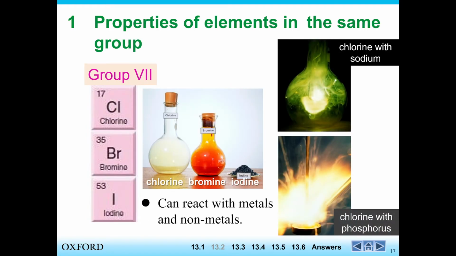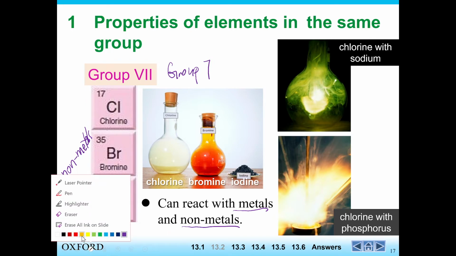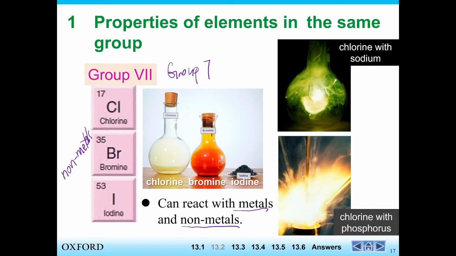Here is group 7. If you notice, the color now is pink. When the color is pink, that means these are non-metals. Now, the interesting thing about group 7 is these non-metals can react with both metals and non-metals. Look up here, you have chlorine and sodium. This chlorine is a non-metal, and sodium, as we know, is a metal. And by the way, when these two react, they form sodium chloride, which is your table salt.